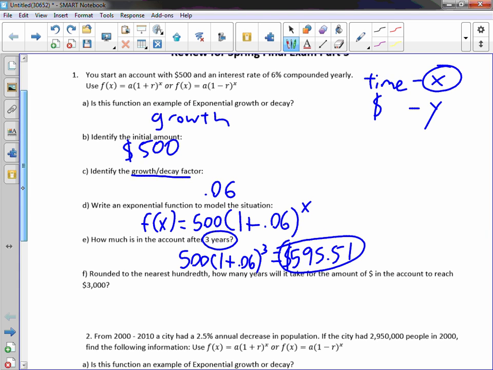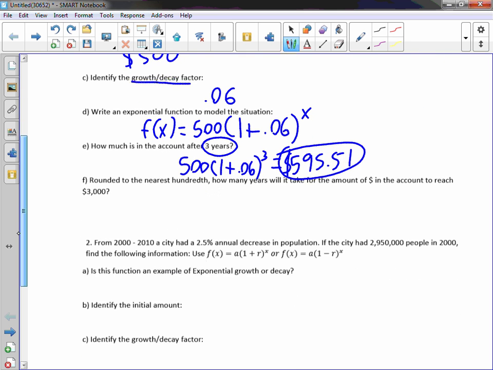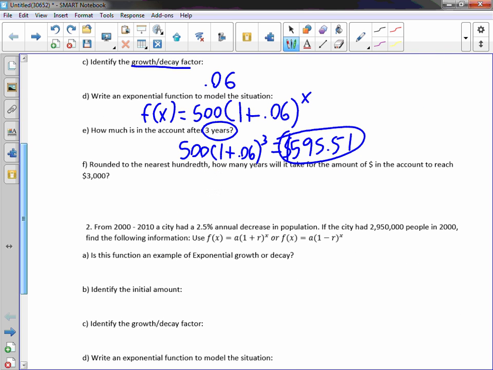Letter F, rounded to the nearest hundredth, how many years will it take for the dollar amount in the account to reach 3,000? So now it's asking how many years. We know time is x, so we're going to leave x in our equation. We still have 500. And how long will it take to reach $3,000? So that is our ending value.